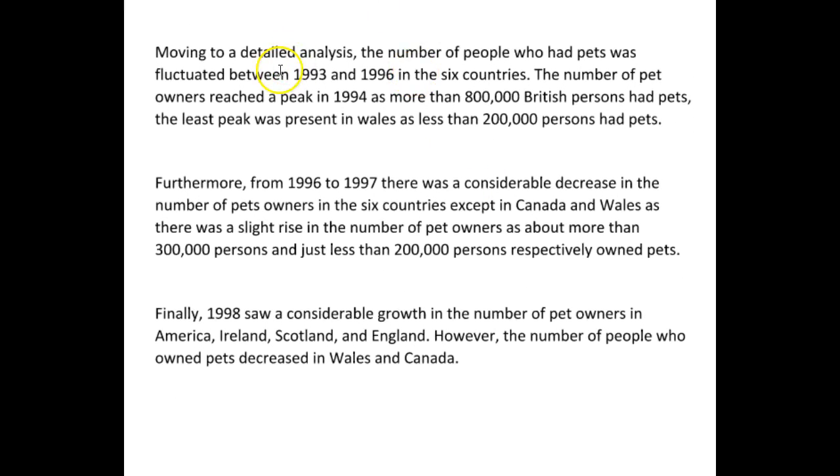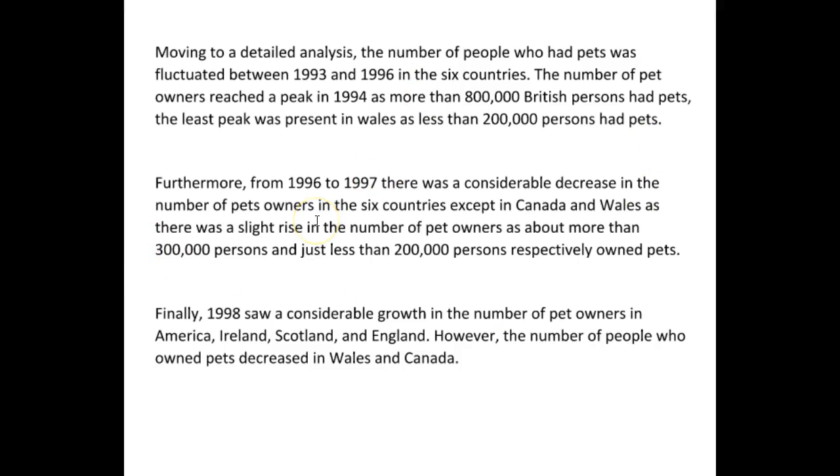So now we're talking about between 93 and 96 that there was a fluctuation. The number of people who had pets, you don't need this, so you can just say the number of people who had pets fluctuated between 93 and 96 in all 6 countries. The number of pet owners reached a peak in 94 as more than 100,000 British persons had pets. The lowest peak was in Wales, with less than 200,000 pet owners.